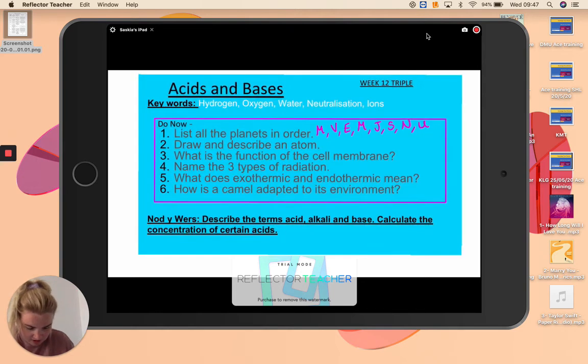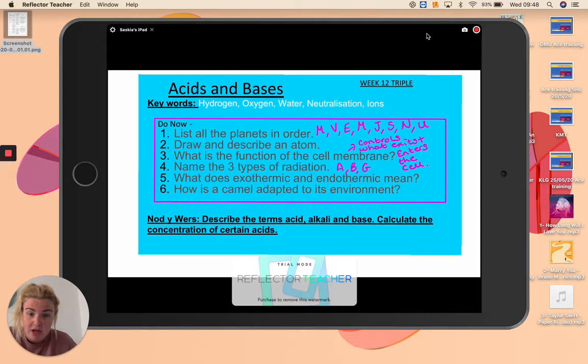Number 3 then, describe what is the function of a cell membrane. The function of a cell membrane is to control what exits and enters a cell. Name the 3 types of radiation. So that would be alpha, beta and gamma. These questions are more tailored towards year 11 than year 10.